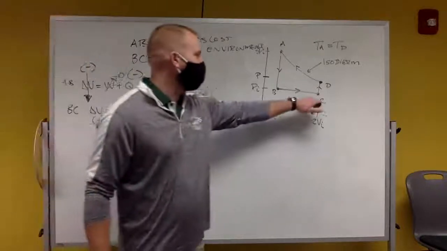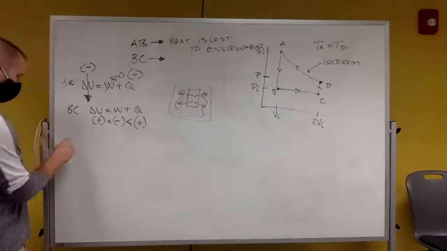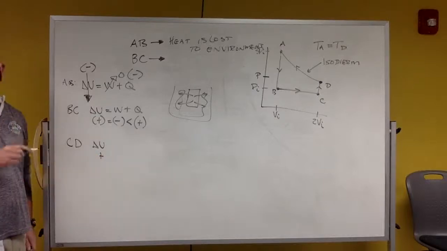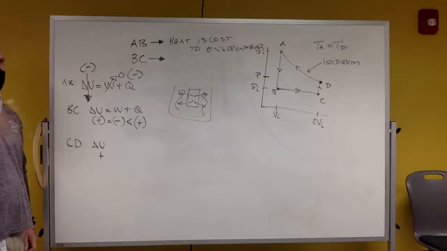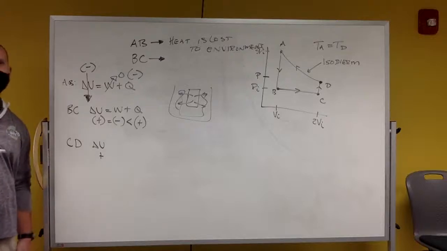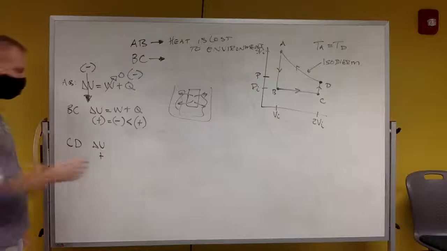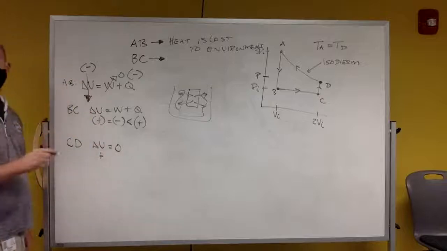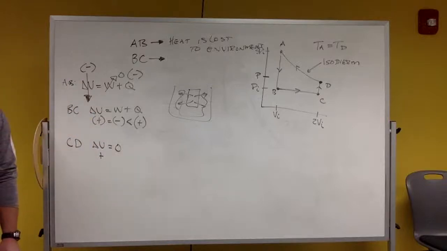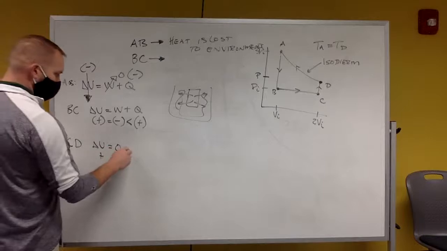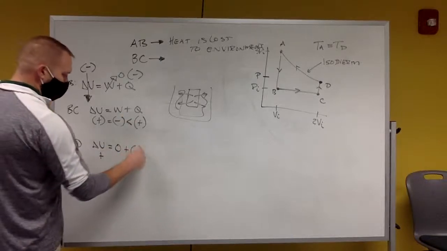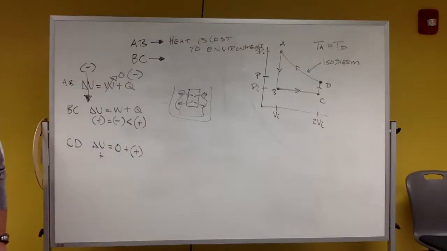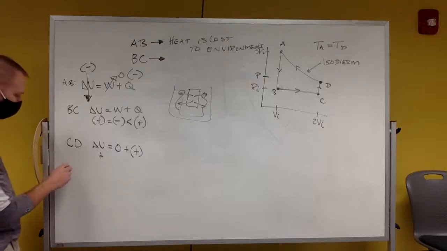What about C to D? C to D. Change in internal energy, that's a positive, yes? Temperature goes up. Same volume, higher pressure, temperature must have gone up. What about the work? It's 0. Vertical line, work is 0. There's no change in volume, so there's no work. So what has to be true about my Q? It's got to be a positive. I had to gain heat in that circumstance. Cool with that? Okay, what about D to A?